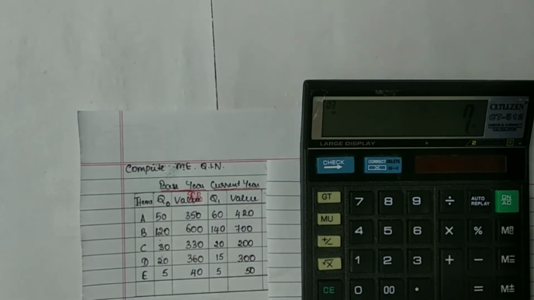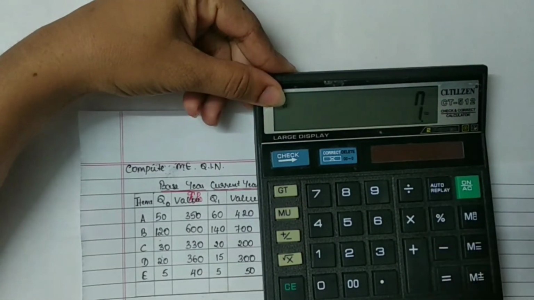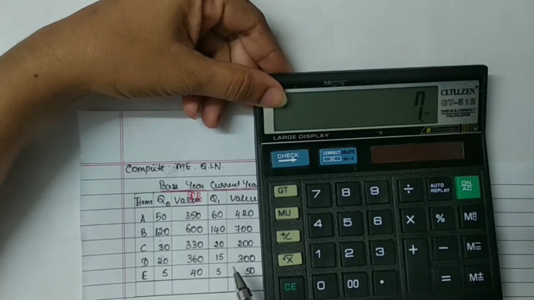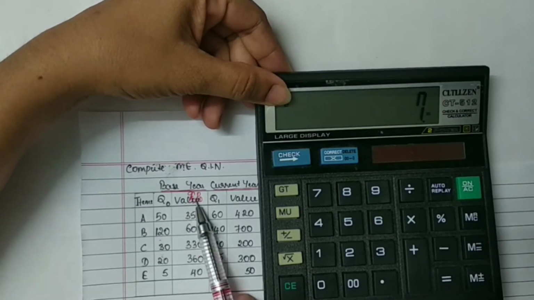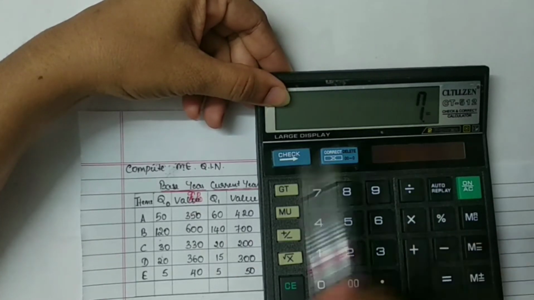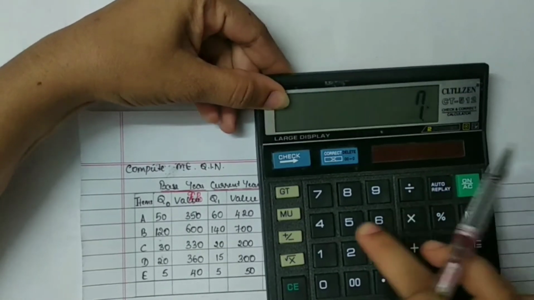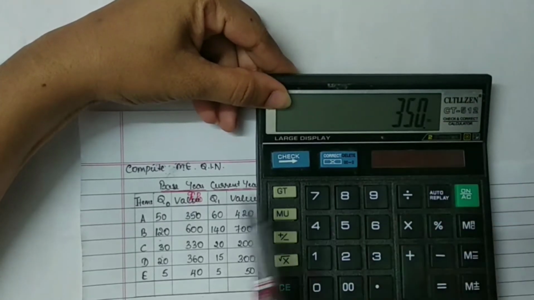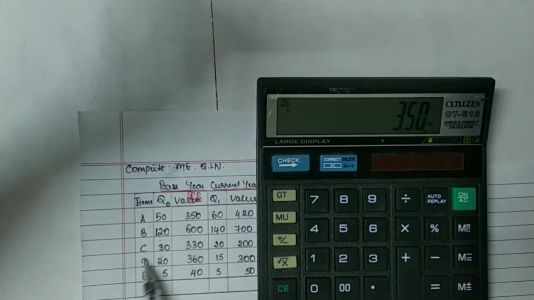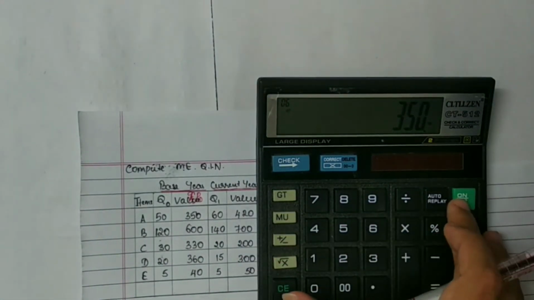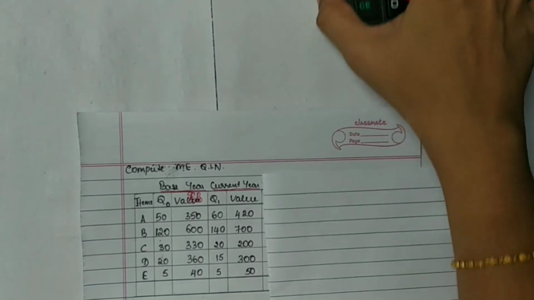So this P0 we already calculated, 7 rupees per unit, isn't it? So according to the formula we have to calculate Q0 P0 also, isn't it? So this value is nothing but Q0 P0. So Q0 is 50 and P0 is 7, no? So 7 into 50 is 350. That is the value. Okay, so in the same way we have to calculate P0 for all the items and also P1 for all the current year items. Okay, now let's start solving the problem.